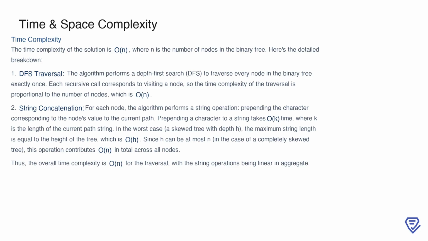Additionally, for each node, we perform a string operation. Specifically, we prepend the character associated with the node's value to the current path string. Prepending a character has a time complexity of O(k), where k is the length of the string. In the worst-case scenario of a completely skewed tree, the string length could grow to match the height of the tree, h, which can be as large as n. However, when summed over all nodes, these string operations still contribute only O(n) in total. Combining these factors, the overall time complexity of the algorithm remains O(n).